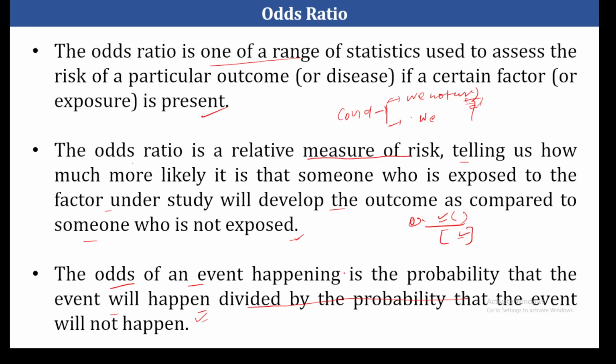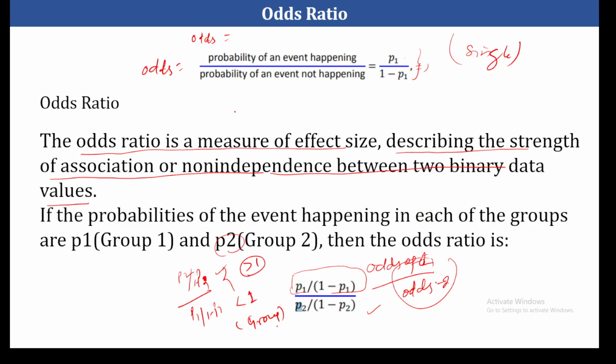The odds of an event happening is the probability that the event will happen divided by the probability that the event will not happen. Directly, odds will be the probability of the event happening, P1, over the probability of the event not happening. It's for an individual, a single case. The odds ratio is a measure of the effect size describing the strength of association or non-independence between two binary variables. If the probability of the event happening in each group is P1 and P2, then the odds ratio will be P1 by 1 minus P1, over P2 by 1 minus P2.